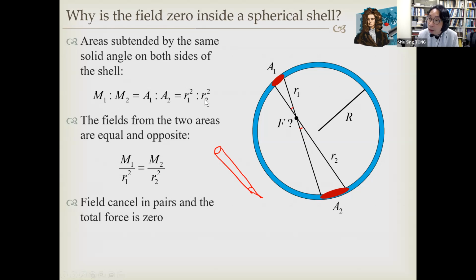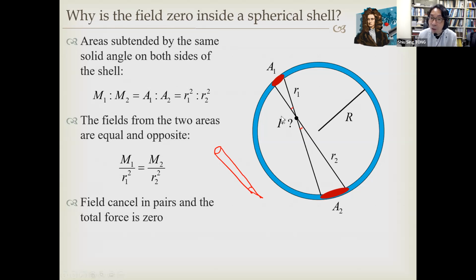Now, if you look at this equation and we rearrange it, you will find that M1 over R1 squared is equal to M2 over R2 squared. But M1 over R1 squared is exactly the gravitational force produced by this area at this point. And M2 over R2 squared is exactly the gravitational force produced by the other piece, again at this point. But the two forces are in opposite directions and they are equal, so they cancel.